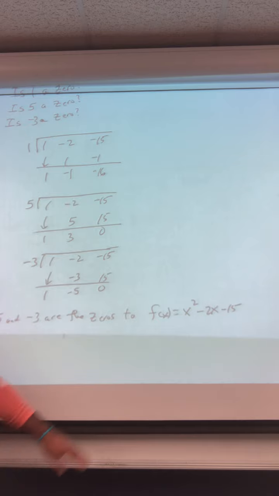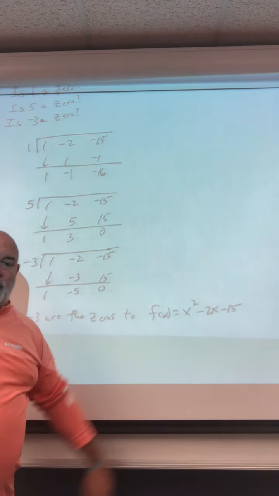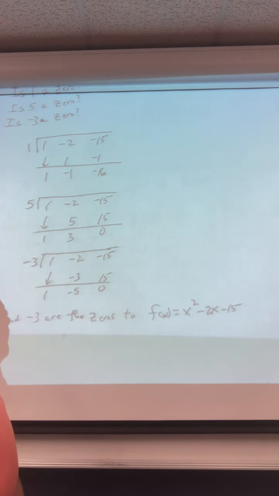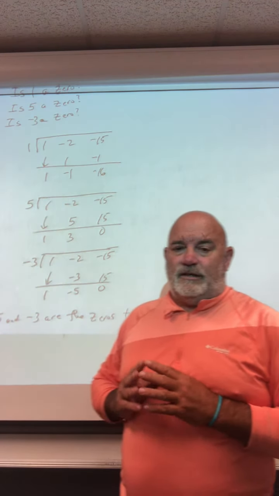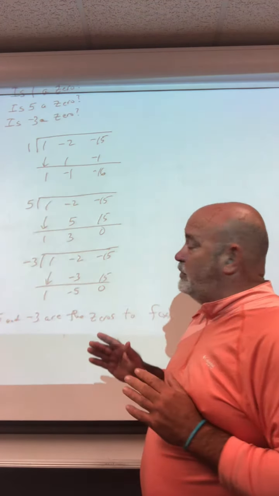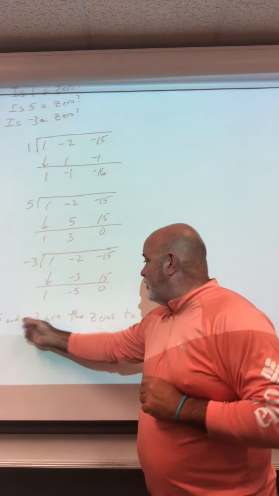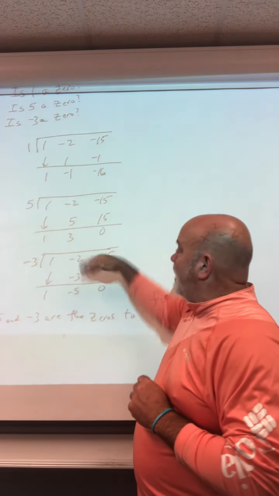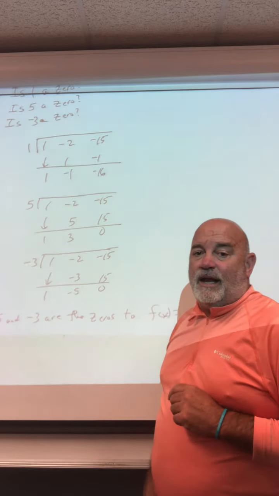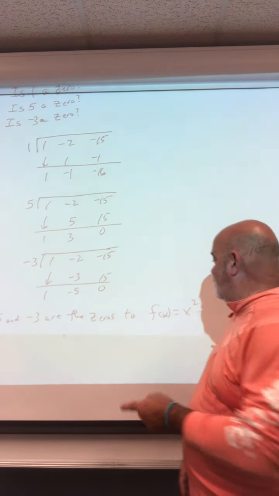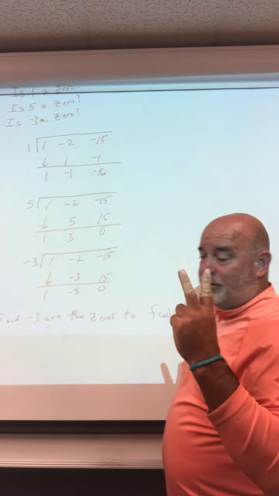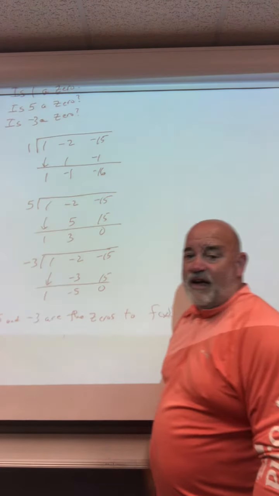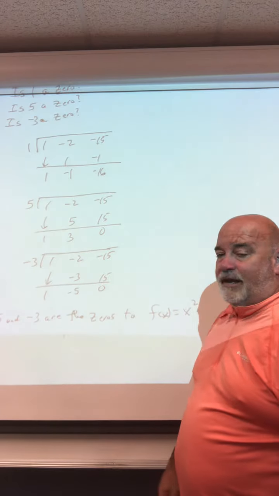to this polynomial function. Now, you say, Mr. Rainer, how did you know to put the 5 and the negative 3? I'm not ready to discuss that yet. The main thing I want you to see is, why are these two numbers the zeros? Because we did synthetic division and we got a 0 remainder. I also want you to know that this is a second degree polynomial, which means it has two zeros, and we just found the two zeros, 5 and negative 3.